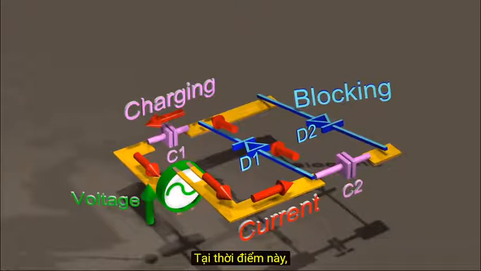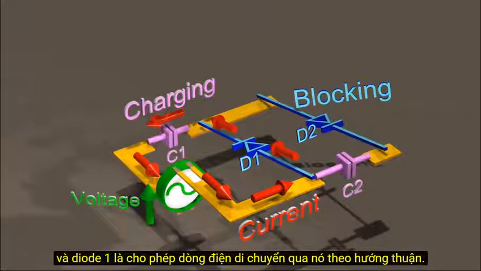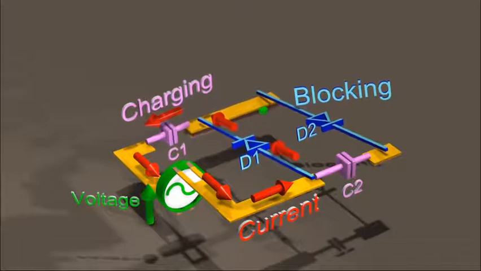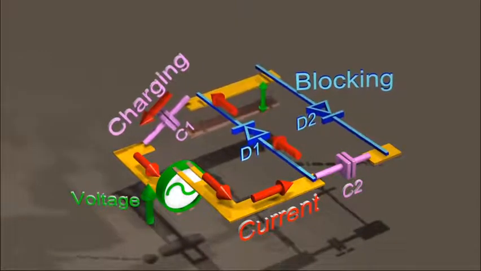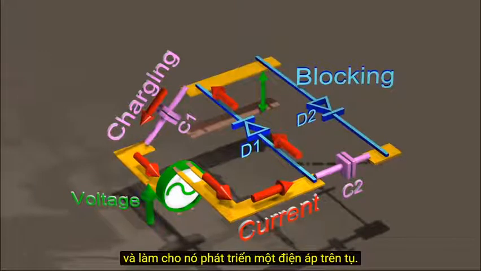At this moment in time, diode 2 is blocking the current trying to move through it in the backwards direction, and diode 1 is allowing current to move through it in the forward direction. Therefore, current will flow into capacitor 1 and cause it to develop a voltage across it.